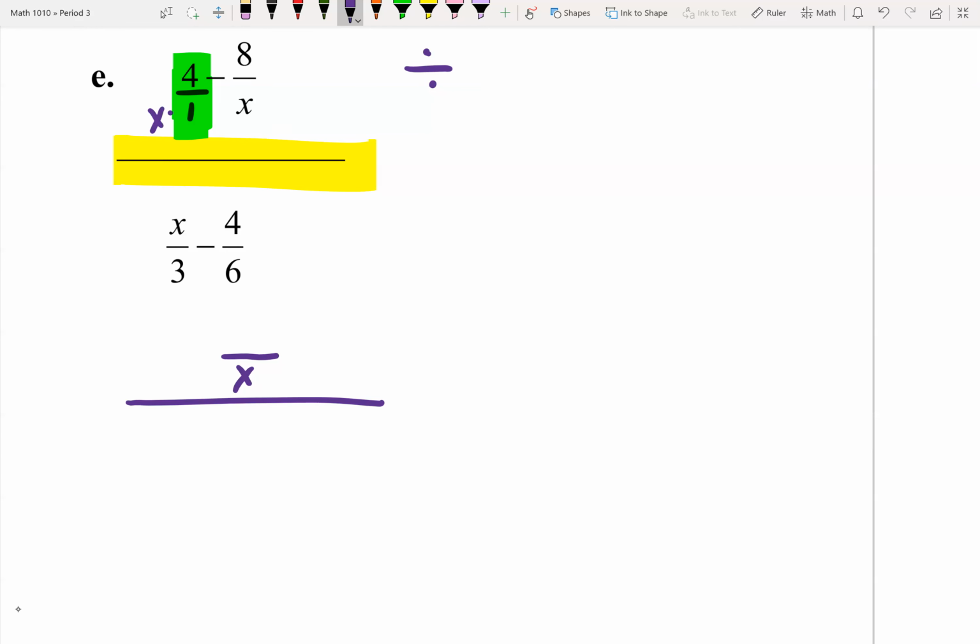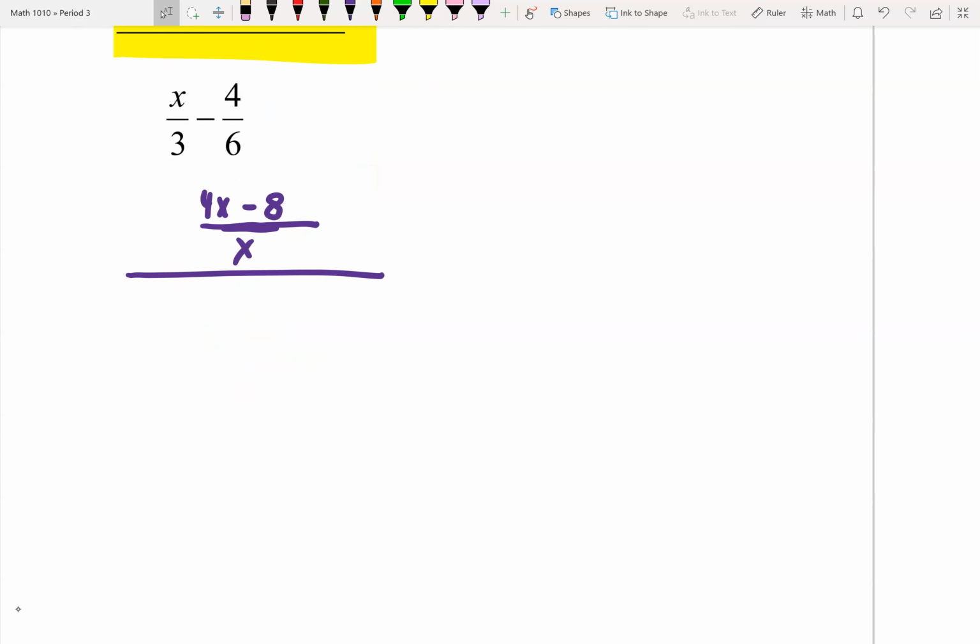So I multiply the bottom by X. Therefore, I multiply the top by X. 4 times X is 4X. This guy right here in pink, he had the X. So I'm just going to go minus 8. On the bottom, not out loud, on your paper, what's the common denominator? Write it on your paper. What's your common denominator going to be?